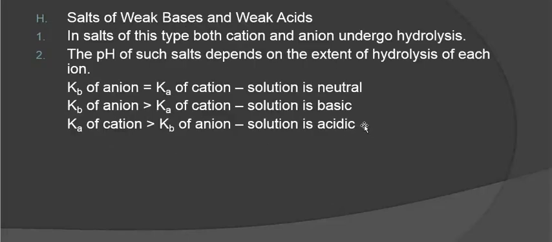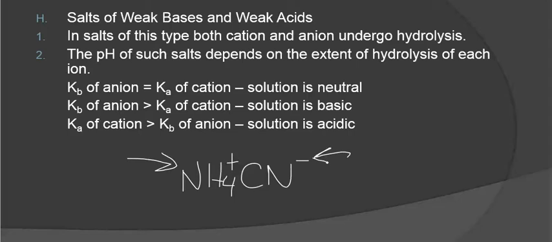The fourth type of salt is a salt of weak base and weak acid. Now in this type of salt, both ions undergo hydrolysis. Both ions react with water. So if I want to know whether the solution is acidic, basic, or neutral, I have to know the Ka and Kb values. For example, NH4CN is a type of this salt. NH4 comes from NH3. NH3 is a weak base, so NH4 reacts with water because it's a strong acid. CN comes from HCN, which is a weak acid, so CN minus is a strong base, so both ions react with water. So you have to compare Ka to Kb.